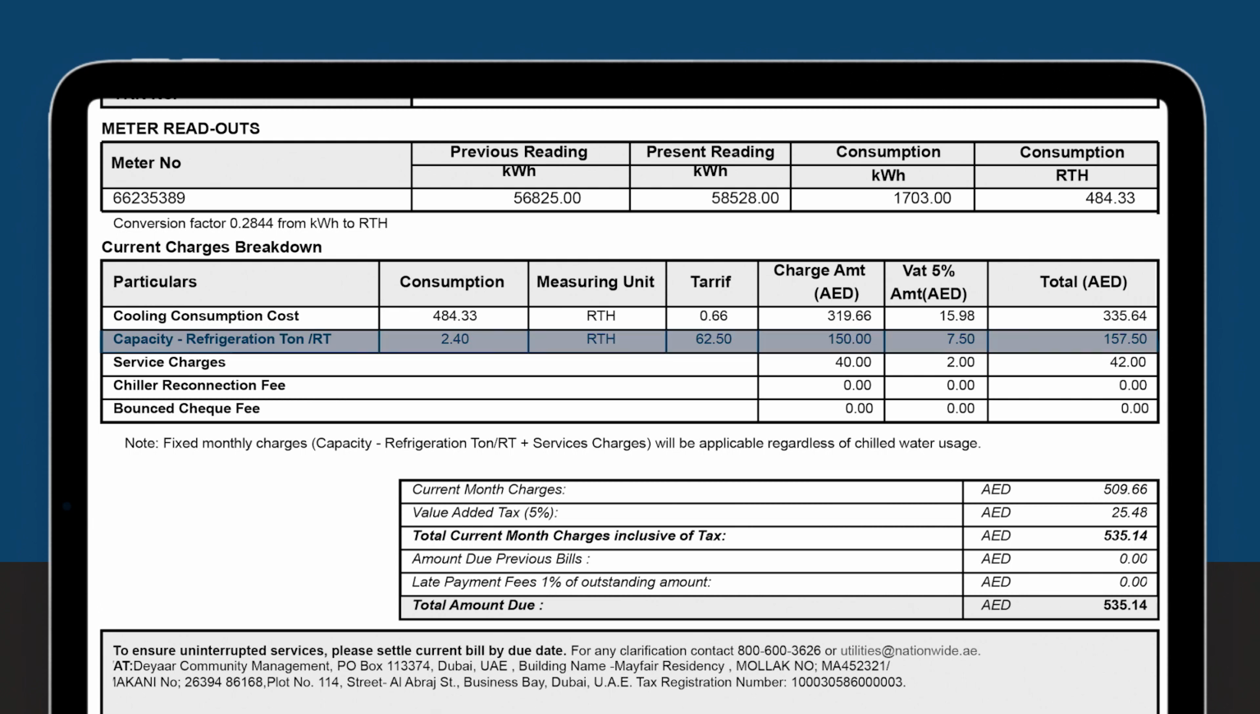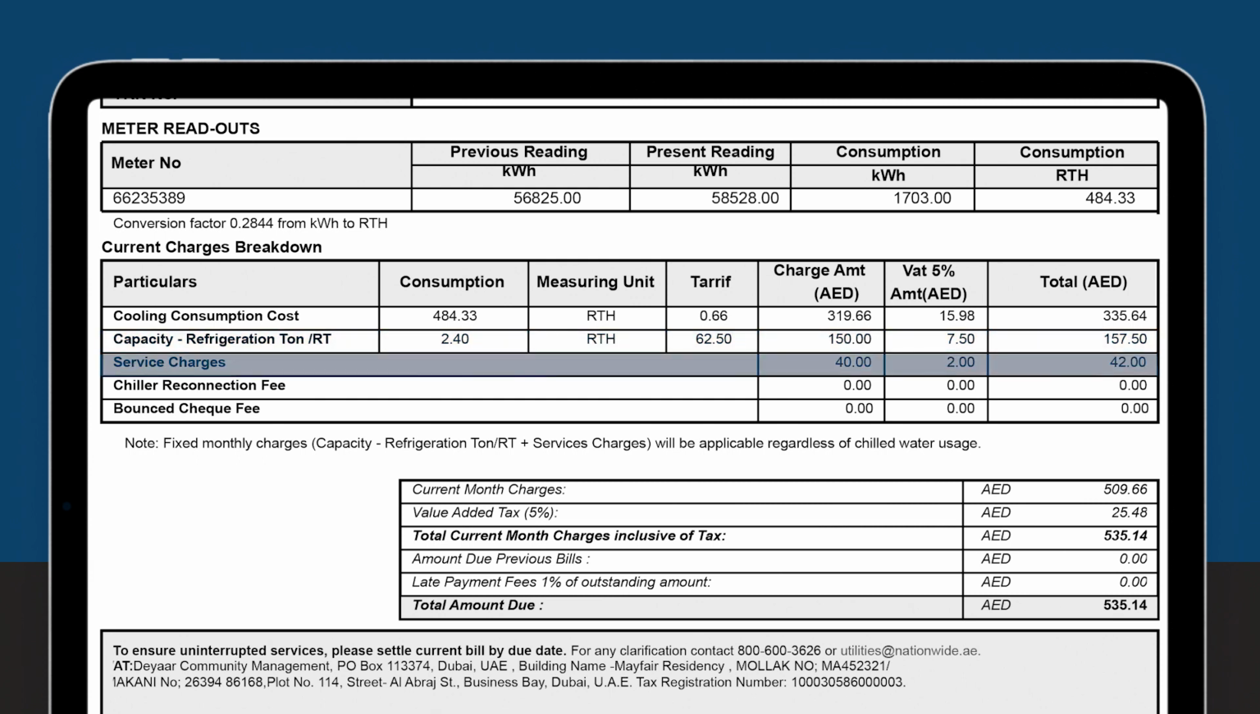Capacity charge, or the demand charge, is a charge levied upon the building by the supplier of the chilled water, the district cooling provider, for maintaining the necessary infrastructure required to facilitate the cooling services, and is inclusive of the cost of the baseload of chilled water provided to the building as a whole.